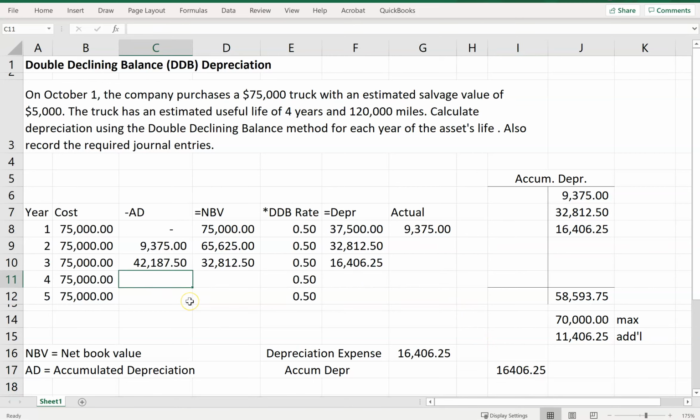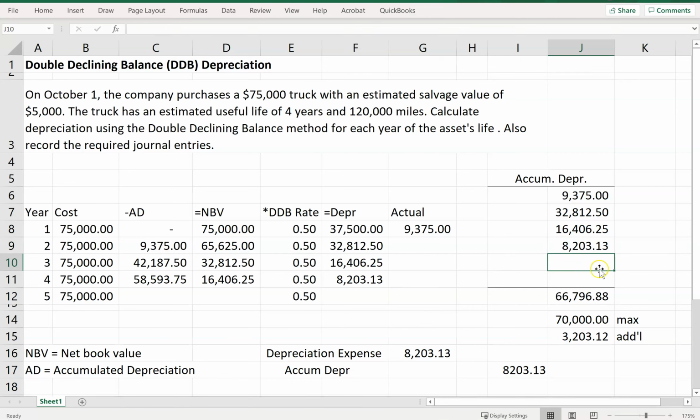Okay, almost done. So year 4, $75,000 cost. Accumulated is now $58,593.75. That comes from right here. We're going to take the difference to get net book value, what it's worth on our books. We're going to multiply that by the DDB rate, 50%, and that gives us $8,203.13. We can still record that full amount because we have $11,000 that we can still hold in our depreciation account. So our journal entry this year will be debit depreciation expense and credit accumulated depreciation for $8,203.13. We're going to record that in our T account, and that gets us up to $66,796.88.